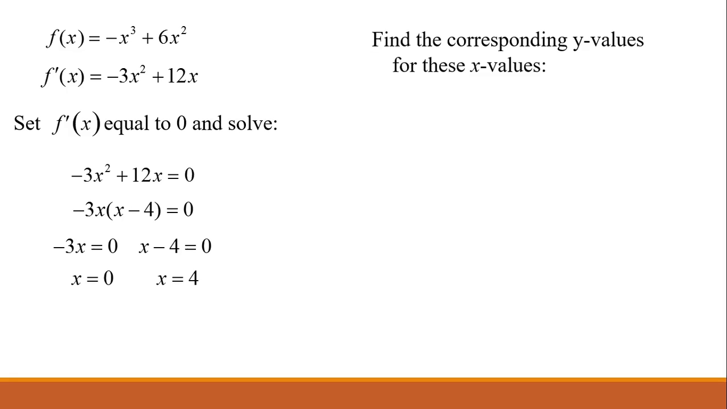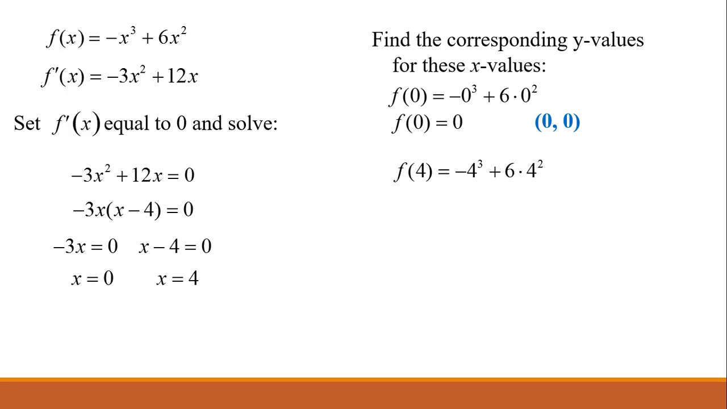Now we need to find the y-coordinates that go along with each of those x-coordinates. Remember, it's the original function that tells us the relationship between the x and y coordinates of points on the graph. So we need to use the original function to find the y-coordinates to go along with each of our x-coordinates. So when x is 0, our y-coordinate is also 0. So (0, 0) is one place on this graph where we have a horizontal tangent.